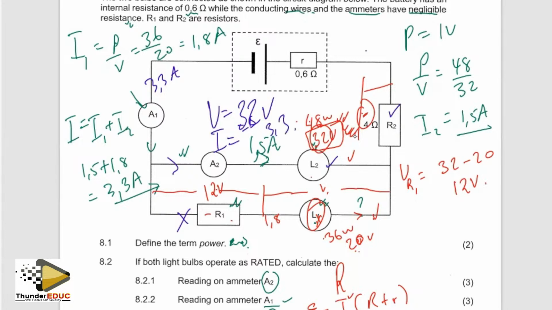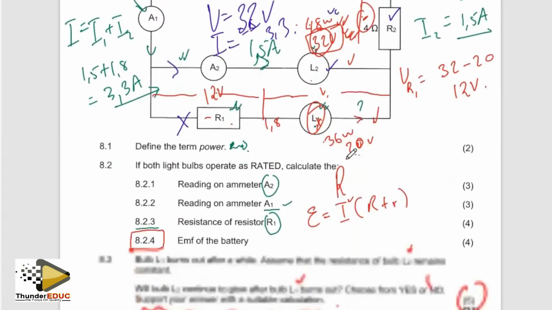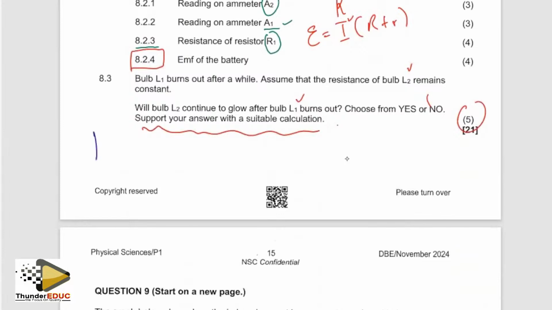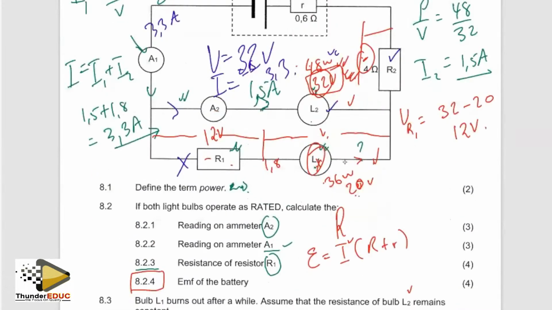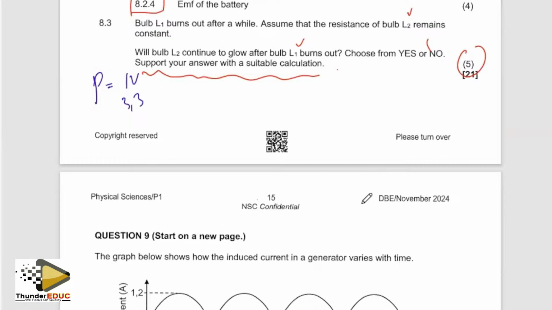Let's get the power, and then from the power, let's compare it with the power rating that we have. So I'm going to say that power is going to be IV. So the current is 3.3, because remember it is in series, which means the current stays the same across the bulb and even across the 4 ohm, multiplied by the voltage, which is 32. So 3.3 times 32 gives me 105.6 watts.